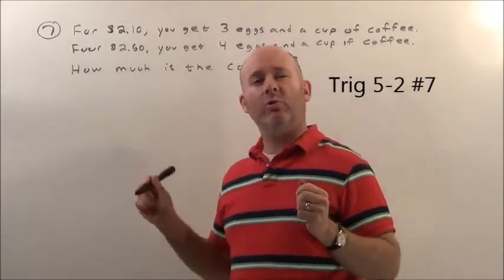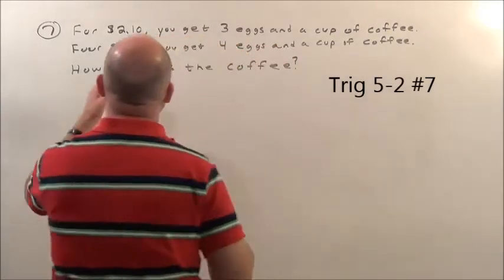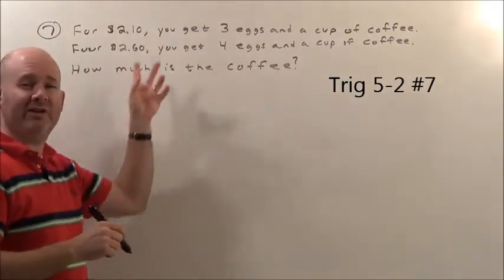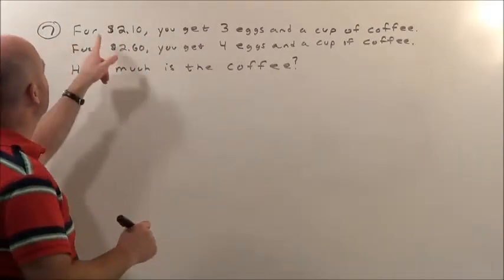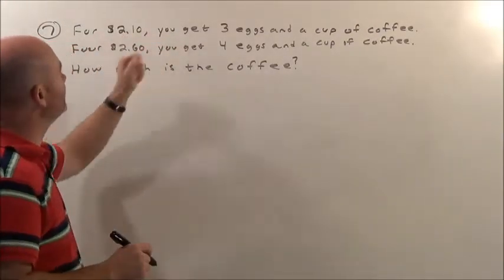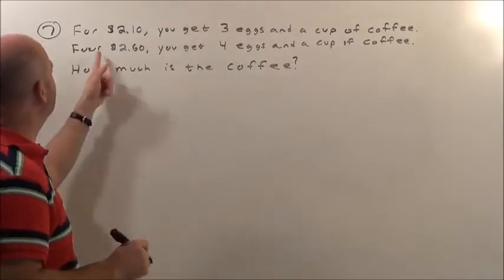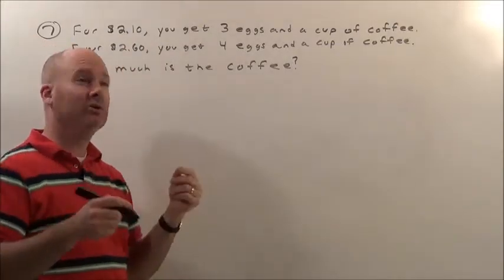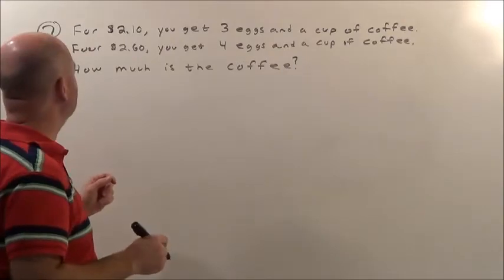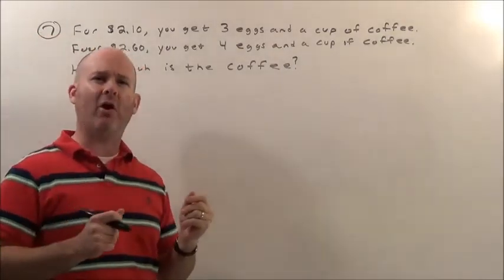Problem 7, it's a word problem here. All we need to do is come up with two equations of what's being said to us. Well, let's see. It says for $2.10, you get 3 eggs and a cup of coffee. For $2.60, you get 4 eggs and a cup of coffee. So it wants to know, well, how much are we paying for that coffee then?